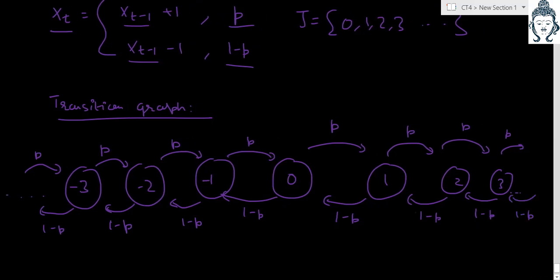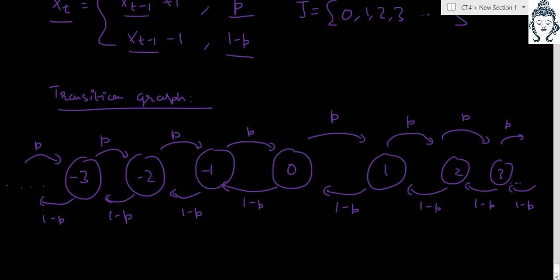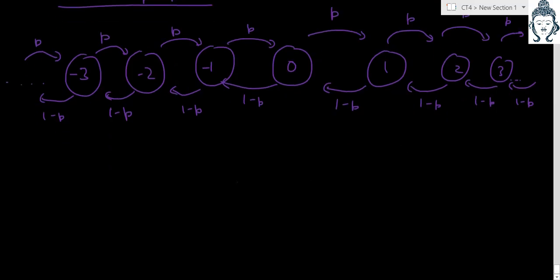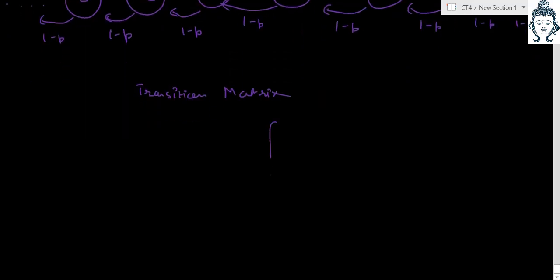So this is what my transition graph looks like for a simple random walk, right? If I talk about the transition matrix, okay, the transition matrix would extend infinitely as well, because it has infinite states.